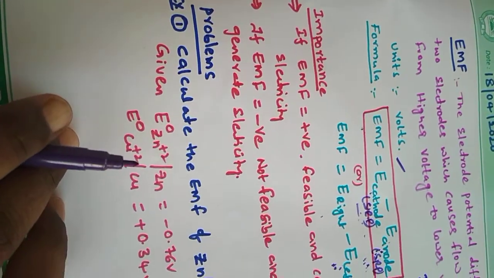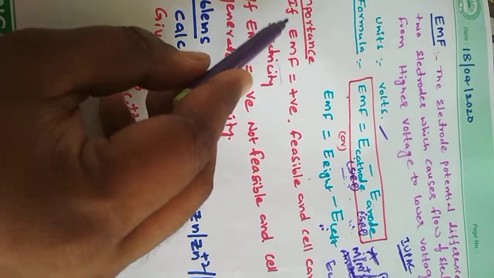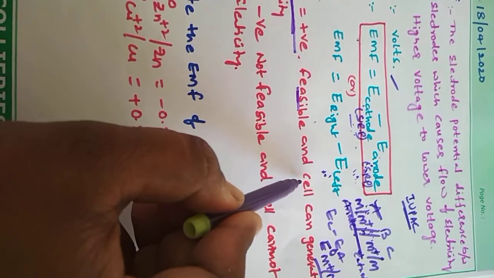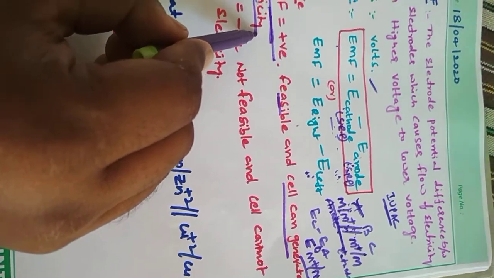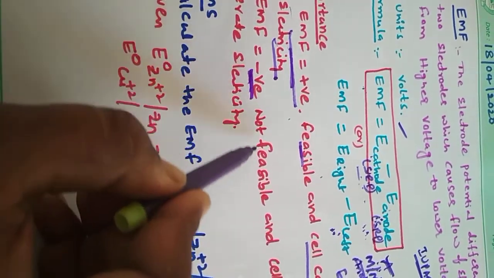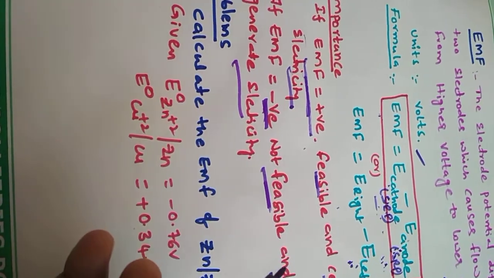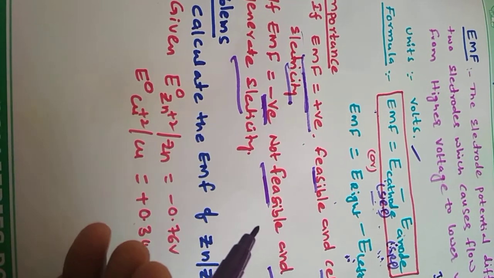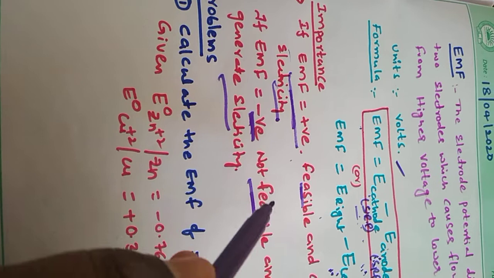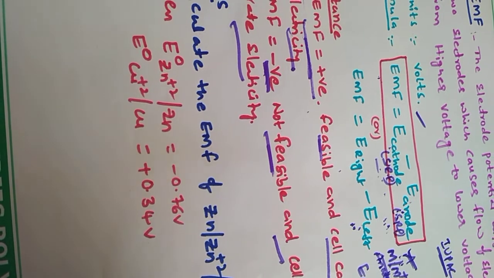So what is the importance of this EMF? If the calculated EMF is a positive value, then that cell is called feasible, and that cell can generate electricity. So only if the EMF is positive can the cell generate electricity. If the EMF is negative, the cell is non-feasible and cannot generate electricity. So if in a given problem you must decide whether a cell can generate electricity or not, calculate the EMF: if it is positive, the cell can generate electricity; if it is negative, it cannot.